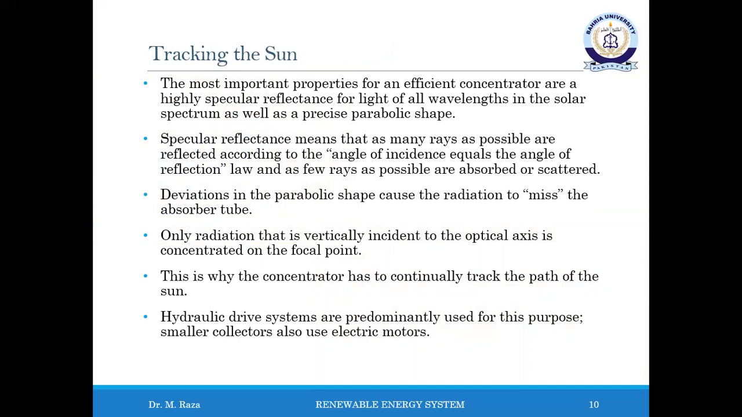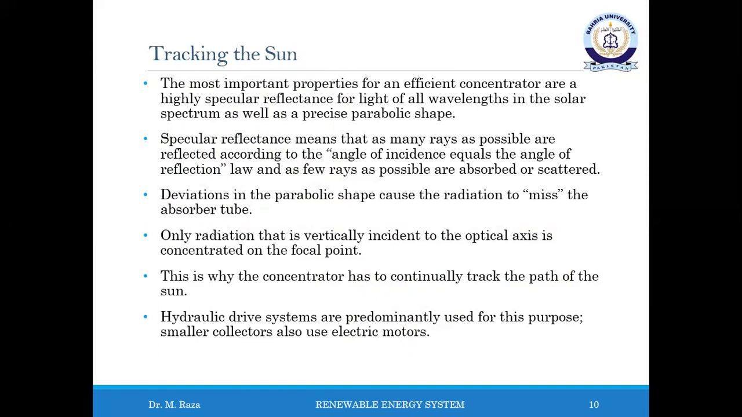The most important properties for an efficient concentrator are a highly specular reflectance for light of all wavelengths in the solar spectrum, as well as the precise parabolic shape. Specular reflectance means that as many rays as possible are reflected according to the law that the angle of incidence equals the angle of reflection, and as few rays as possible are absorbed or scattered. Deviation in the parabolic shape causes the radiation to miss the absorber tube.